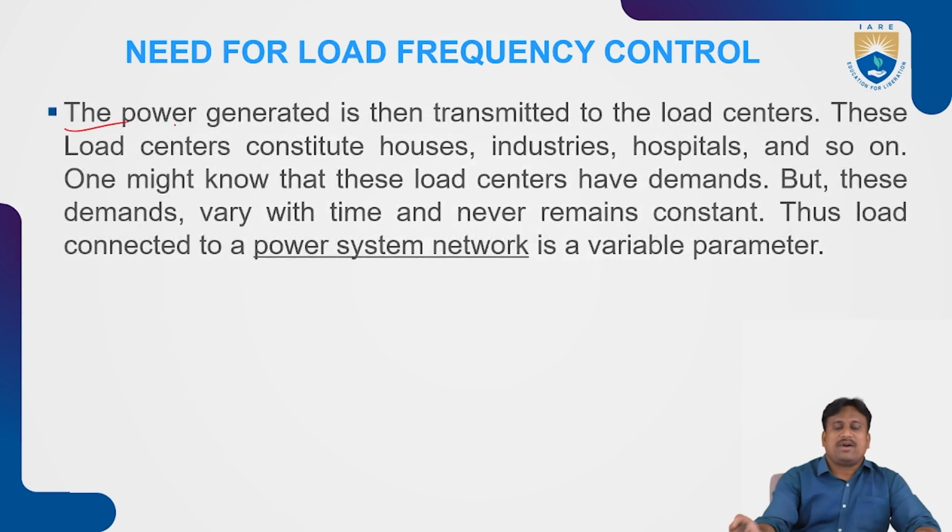The power generated is then transmitted to the load centers. These load centers include houses, industries, hospitals, and many other examples. These load centers have their respective demands, but these demands vary with time and never remain constant. So the load connected to a power system network is a variable parameter.